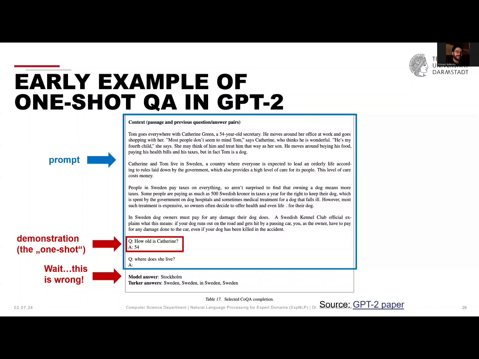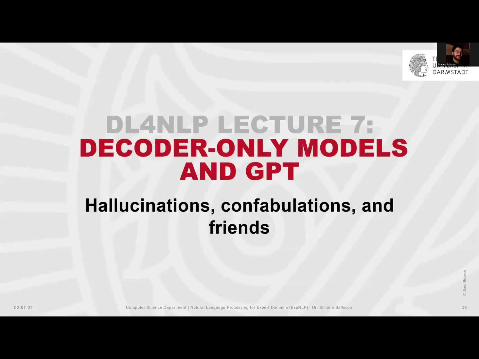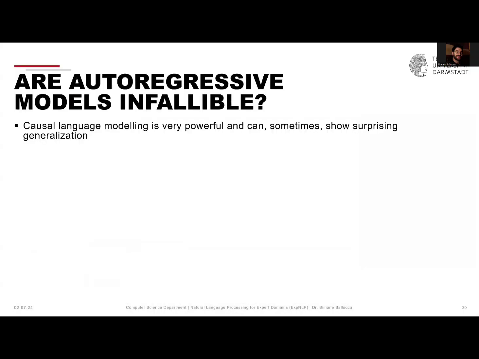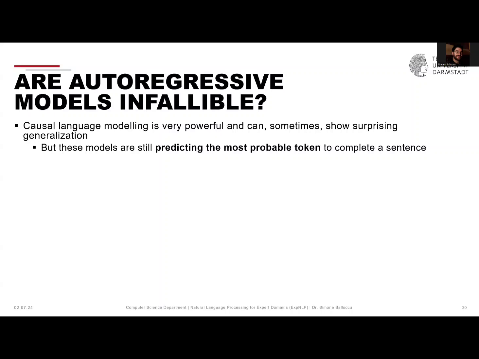So why is the model wrong? Why is our model not perfect despite all this crazy improvement in causal language modeling? Well, this takes us to the very, very trendy topic of hallucinations, or how people call it, confabulation. There are a lot of terms for this phenomenon. But what is happening is that while causal language modeling can give you surprising generalization, it's still predicting the most probable token to complete a sequence. So the most probable doesn't mean the correct all the time.